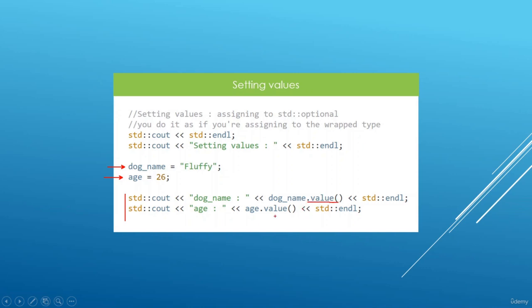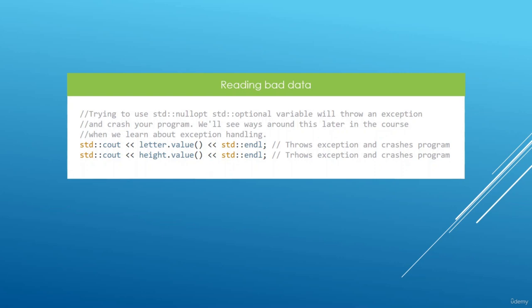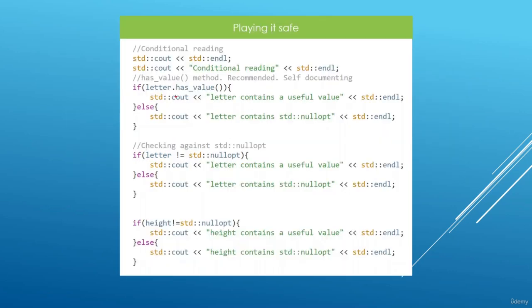Please note that if you try to read from an std optional variable which doesn't contain anything with the value behavior here, you're going to get a crash. So be really careful and know that you have a value inside before you read like this. And we can do this by just doing a check. We can do our check by calling the has_value behavior on our std optional variable here.